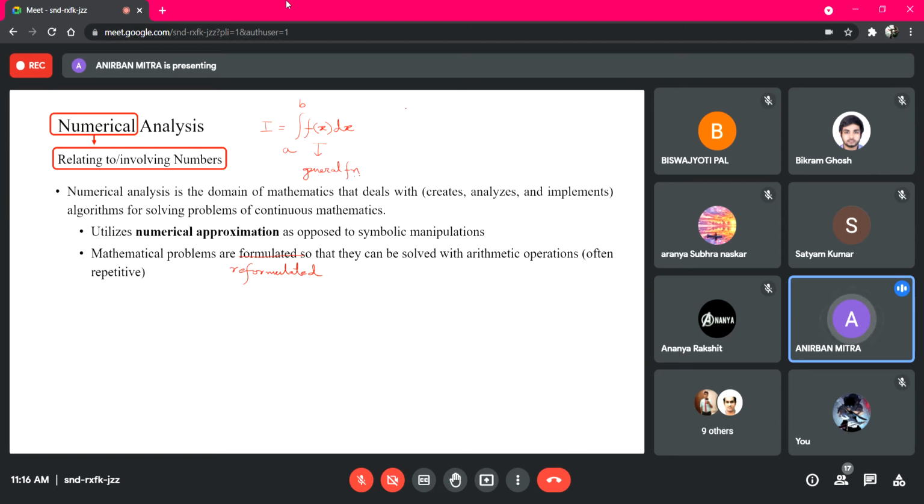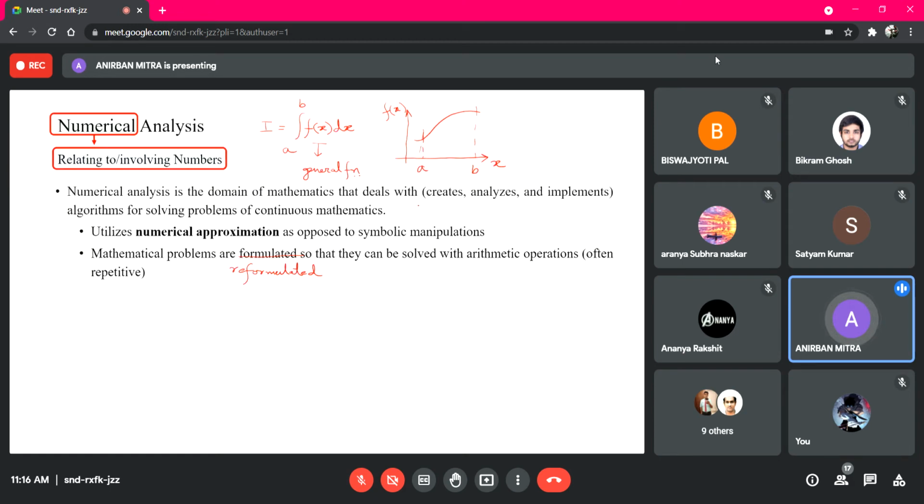Physically, what does it mean? We know that if we plot x along this axis and f(x) as the y-axis, then its general function would be something like this. Here is the point A on the x-axis, and here is point B on the x-axis.